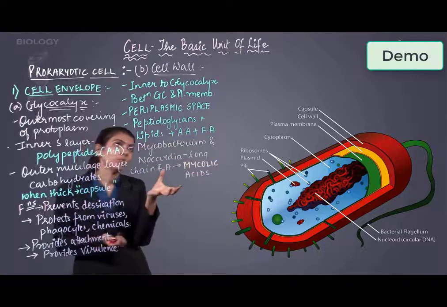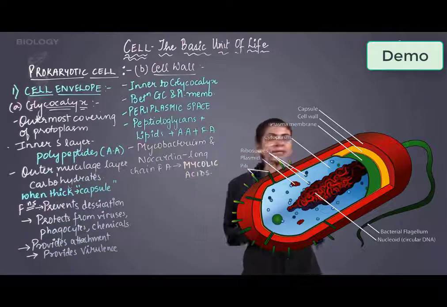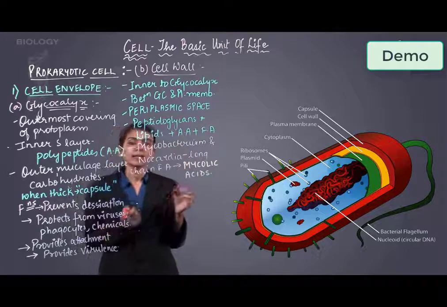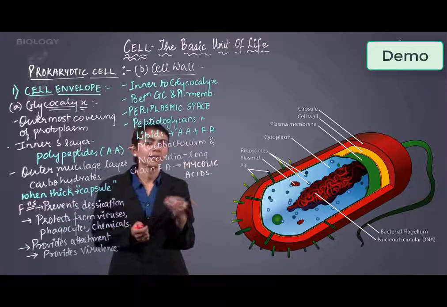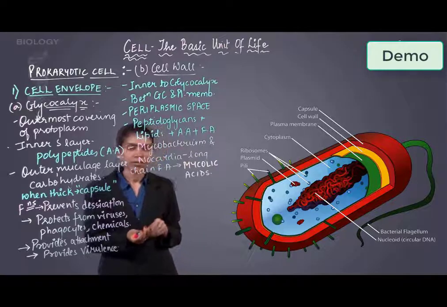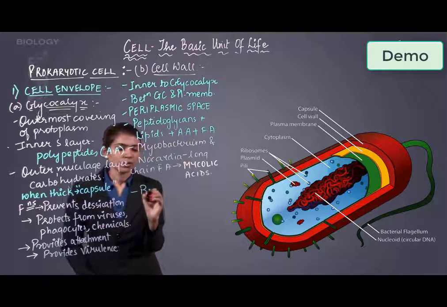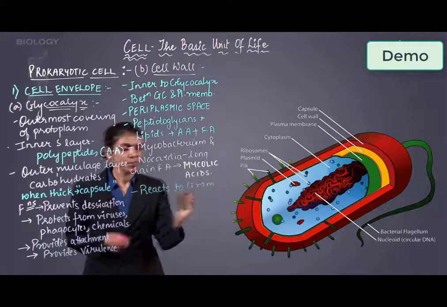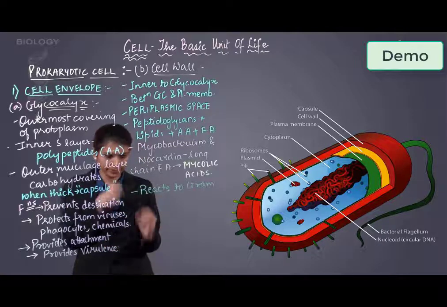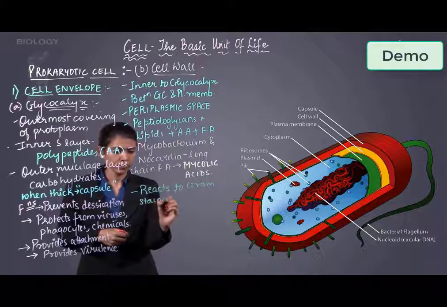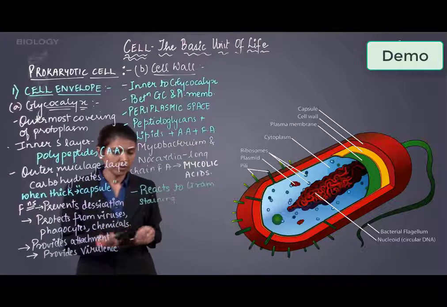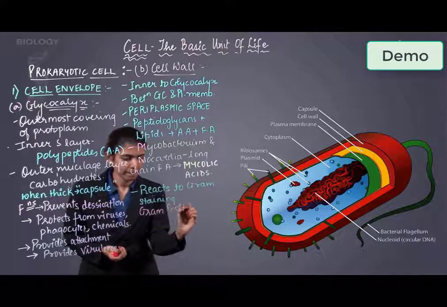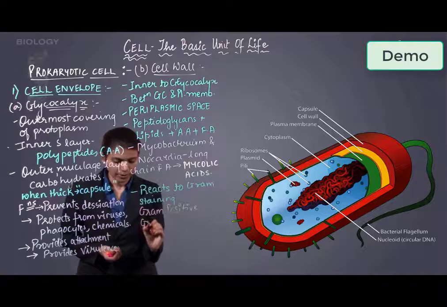Now, what is the importance of this layer, the cell wall? It is the cell wall which reacts to what is called the Gram stain, and based on that reaction, the bacteria is called either a Gram positive bacteria or a Gram negative bacteria. So the cell wall is responsible for reacting to Gram staining, and on that basis, the bacteria may be either Gram positive or Gram negative.